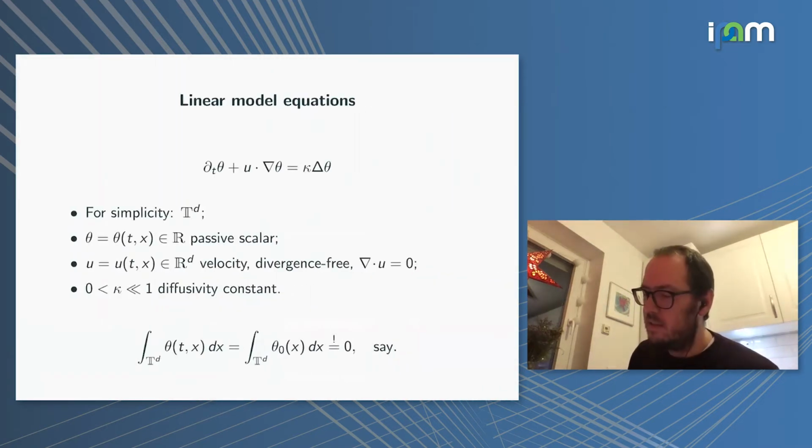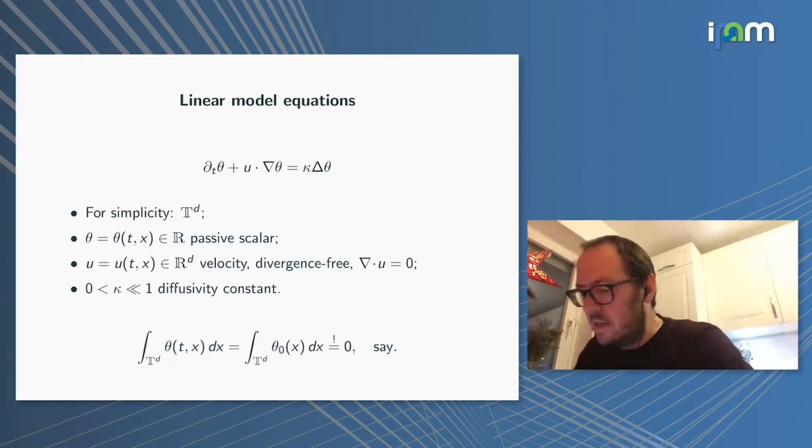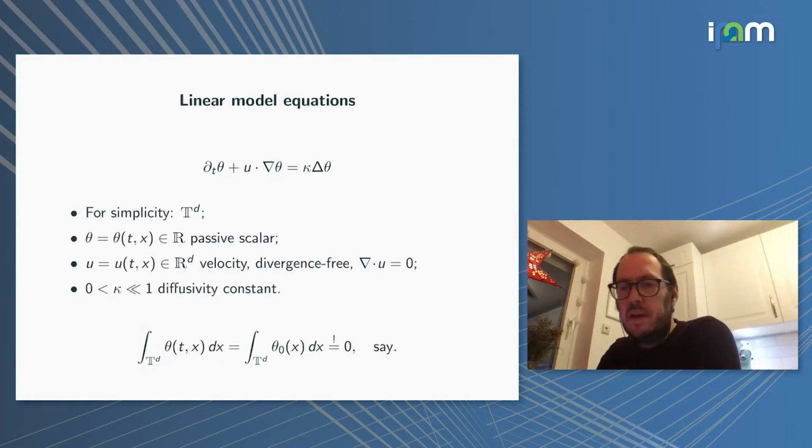Mathematically, the situation is quite simple. It's described by a linear advection-diffusion equation. For simplicity, I'd like to consider the torus. And here theta is a passive scalar. The passive scalar means that the velocity u has no feedback on theta itself. So theta is thought to be completely independent of u.